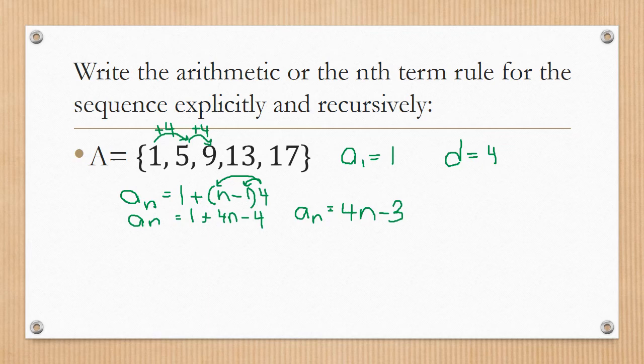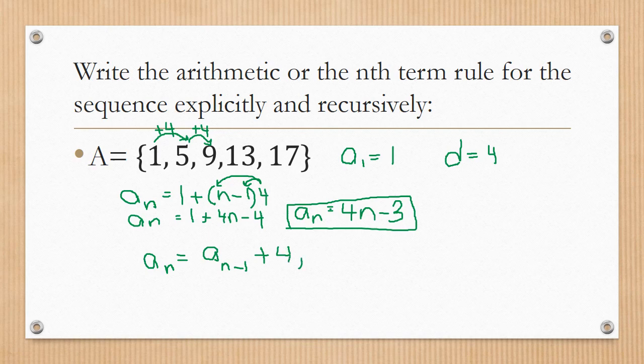Now, to write the rule recursively, I need to follow the formula where I have a sub n equals the previous term, which is a sub n minus 1, and then add the common difference, which is 4 in this case. And I have to include, or mention, that a sub 1, or the first term in this sequence, is 1.